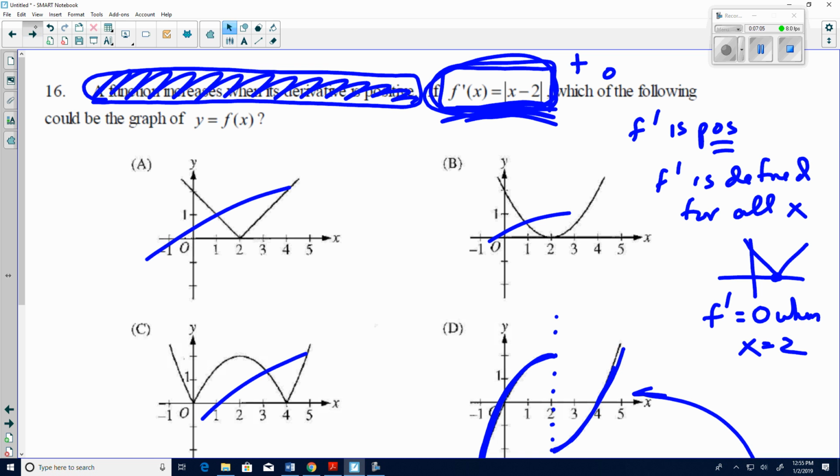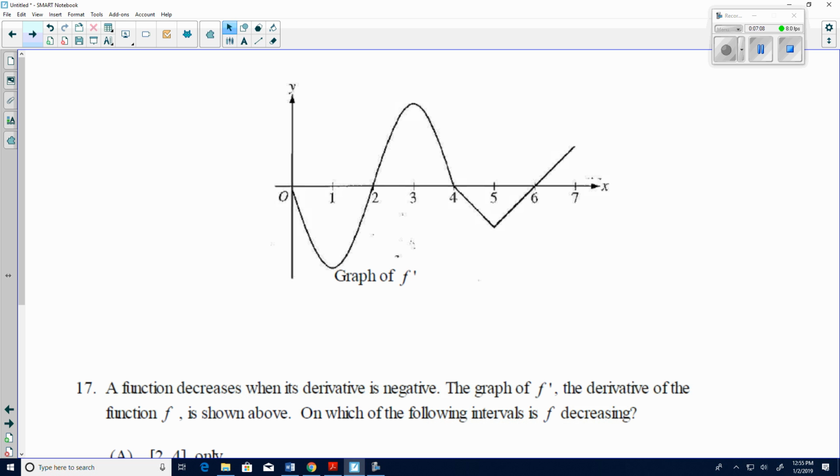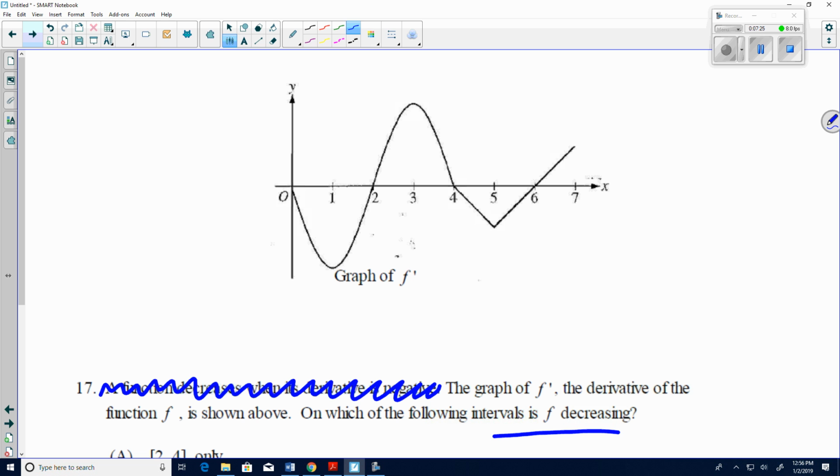Number 17. A function decreases when its derivative is negative. Well, again, I threw that in there just to help remind you how to do that. That would not have been given on the AP test. Here's the graph of a derivative. Which of the following intervals is f going down? Okay, so one way of thinking about this is everything above this line is positive. Everything below this line is negative, right? And we're looking for where the function is decreasing, so we need negative values. Those are negative values, and those are negative values.